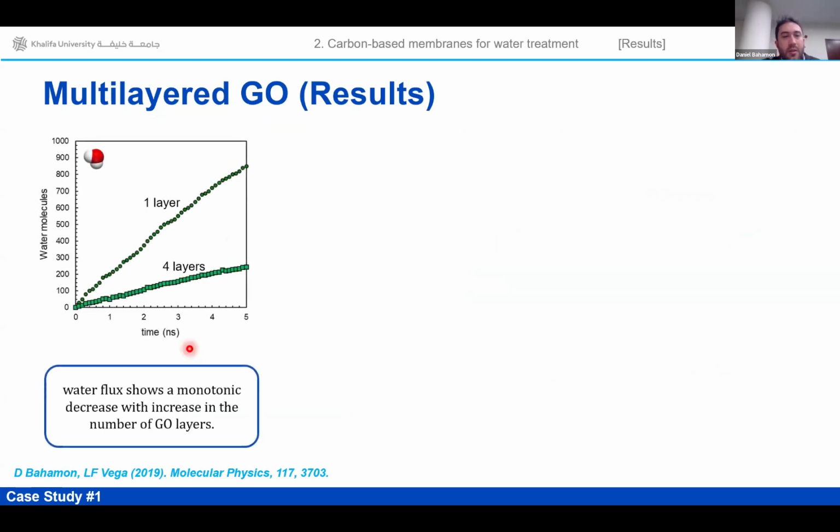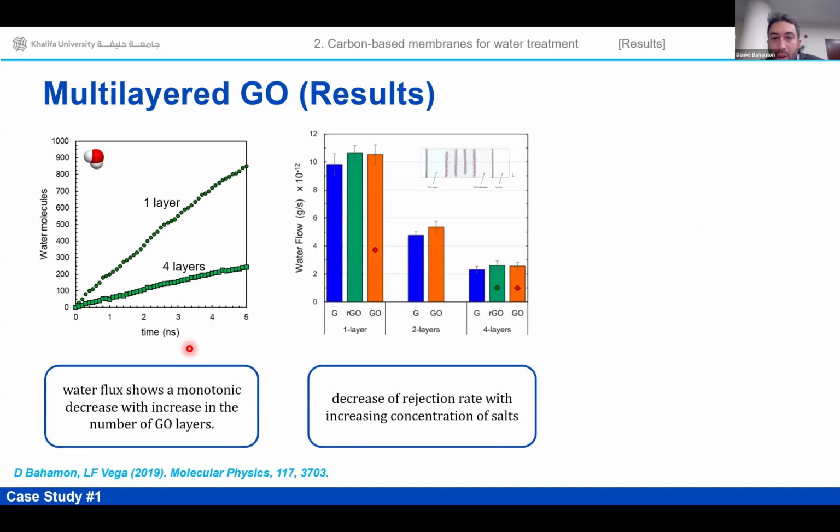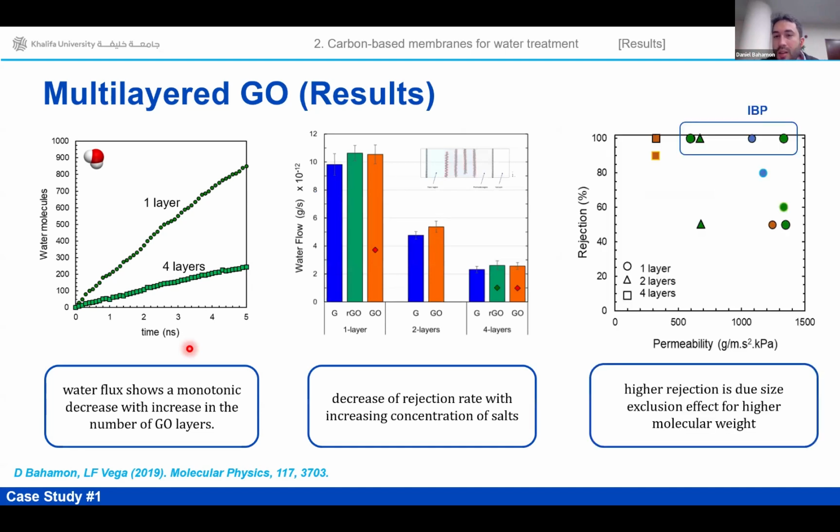Other results are related to the water permeation, the number of water molecules that are passing through the system with time. Of course, as you increase the number of layers, you are reducing the number of molecules that will pass, because they need more time to pass the different layers. You might also relate this with the water flow, or you can also relate it to the rejection of the different unwanted species.